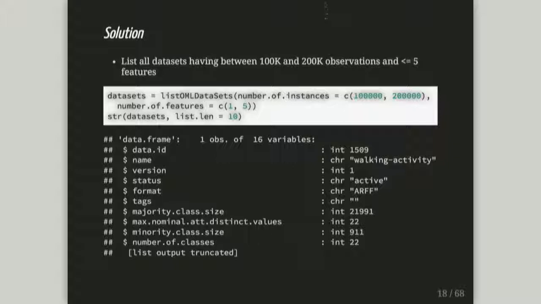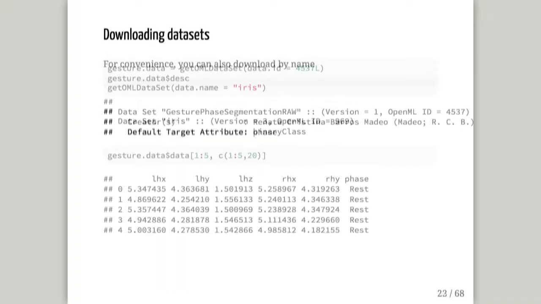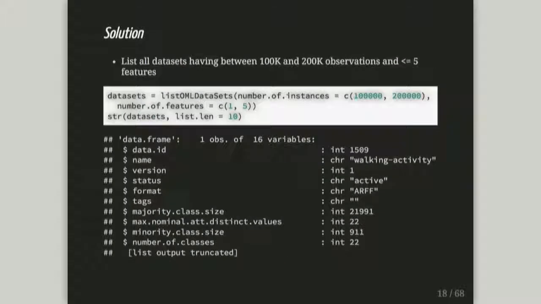So first of all, the question was, give me all data sets that have between 100 and 200,000 observations, but are very low dimensional, less than 5 features, less or equal than 5. So for that, we just use list OML data sets with 2 filters. The number of instances should be between 100,000 and 200,000, and the number of features should be between 1 and 5. That's basically everything. And then you get a list of all the data sets that match these requirements.